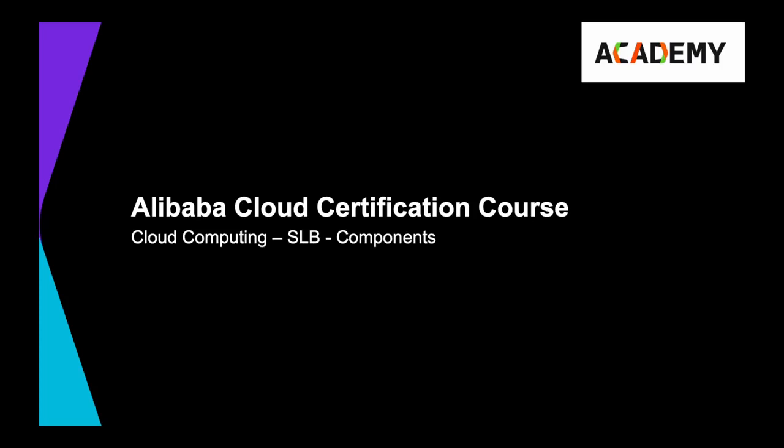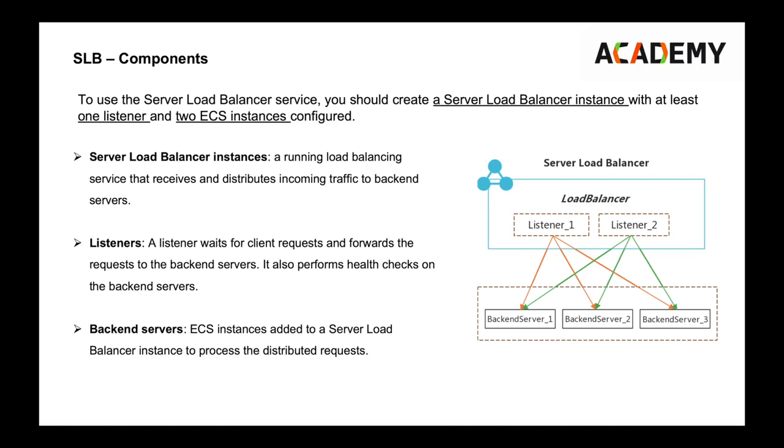Okay, next let's take a deeper look at some of SLB's key components. So we'll start with the load balancer instance, the listener, and the backend server. These are the three critical components of Alibaba's server load balancer system. The load balancer instance is a running copy of the load balancing service that's under your account and bound to a particular region, and what it does is receive incoming requests and distribute them to your backend servers.